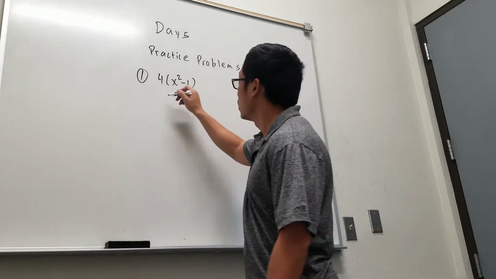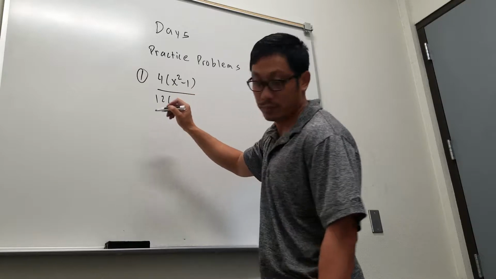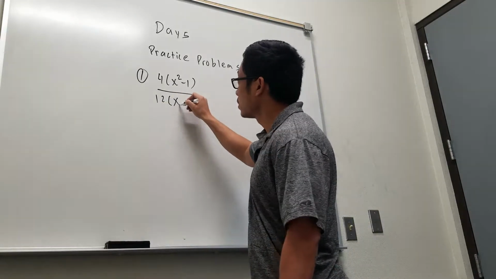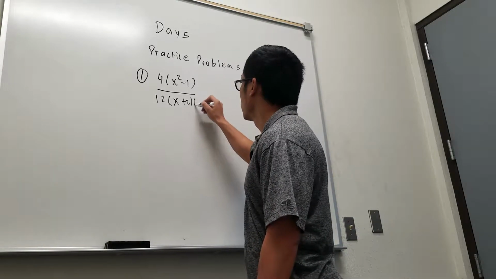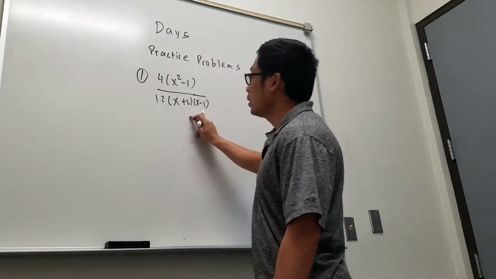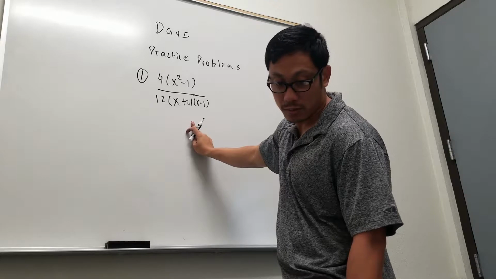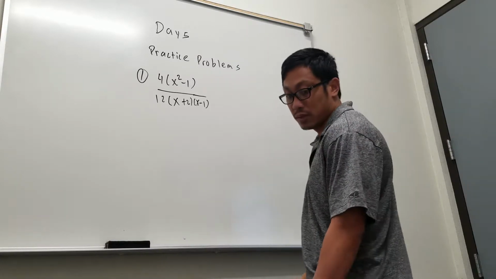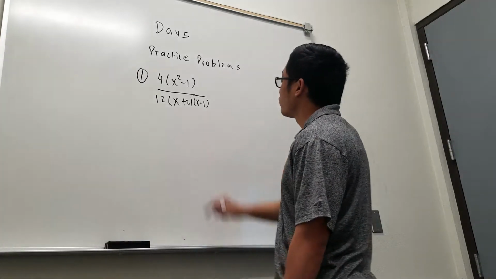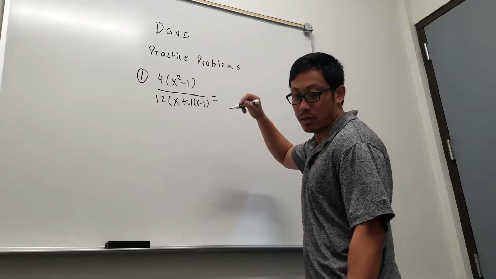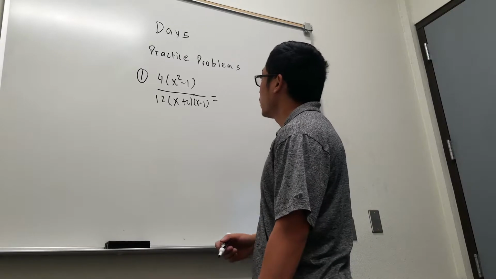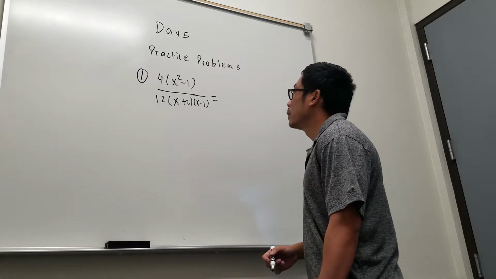Number 1: 12 over x plus 2, x minus 1. They made it too obvious, they made it easier for you. I just got this from the book. So now we just factor, right? Pause the video if you want to try it out.